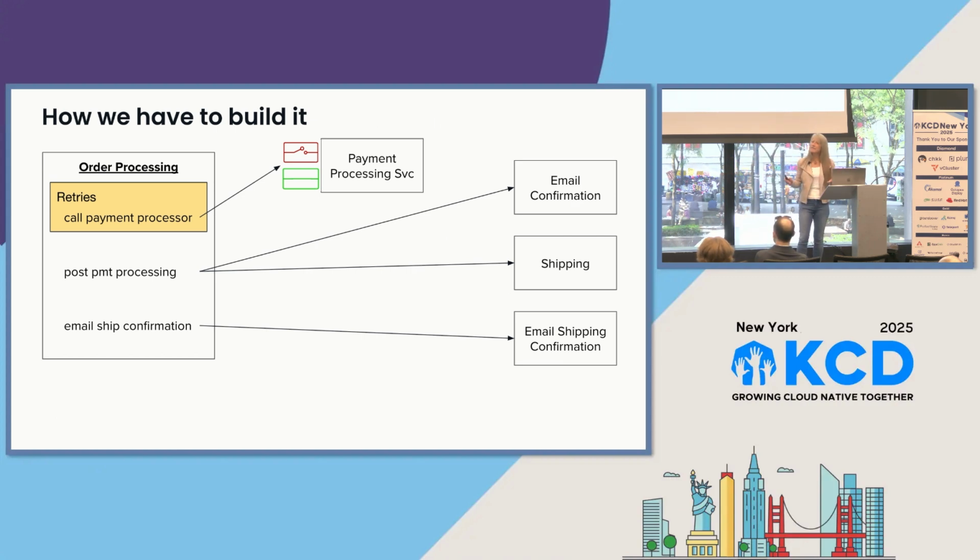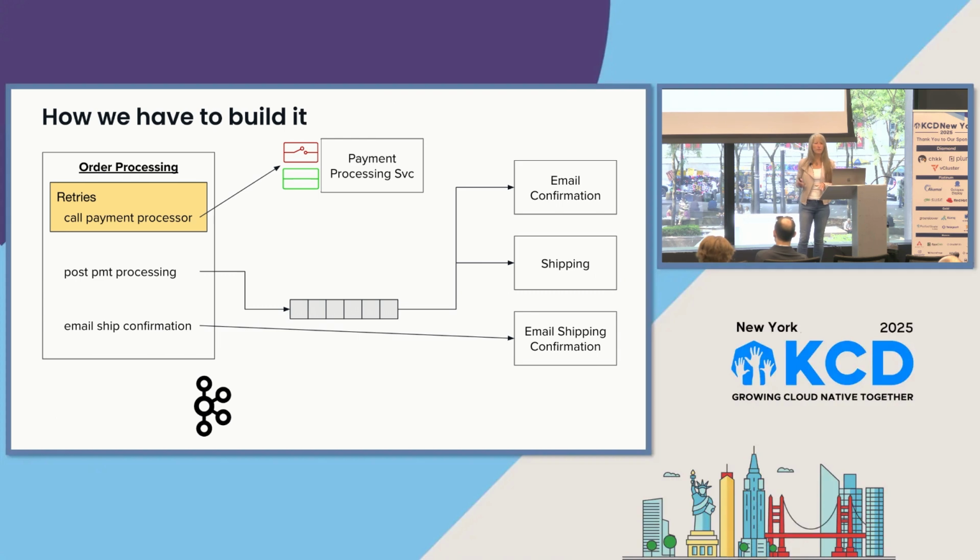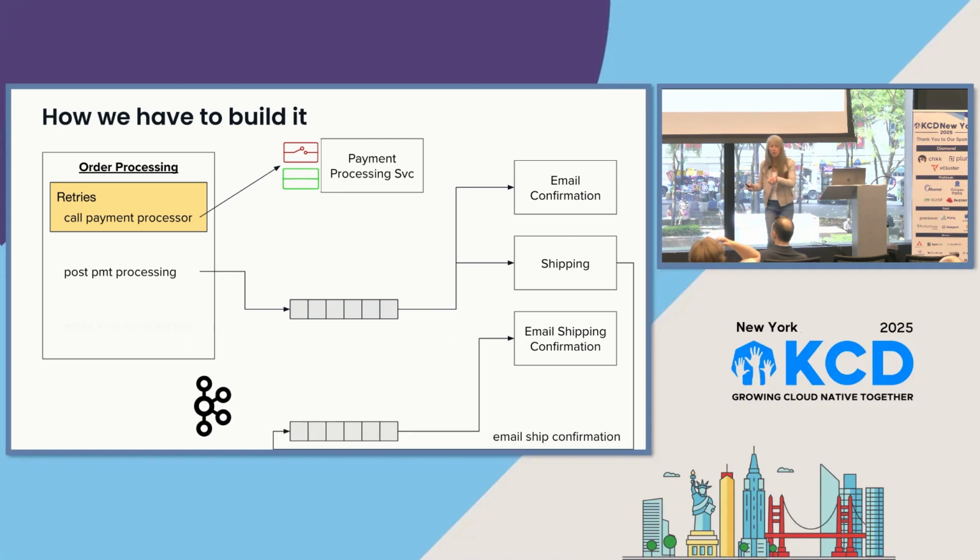Now, that asynchronous stuff, the email and the shipping, we're going to introduce Kafka. So Kafka, and we're going to introduce a topic. So we're going to put that message out on the topic, and then email confirmation and shipping is going to pick that up. But hang on, I have another email that can't happen until after the shipping happens, which is asynchronous. So I'm going to introduce another topic.